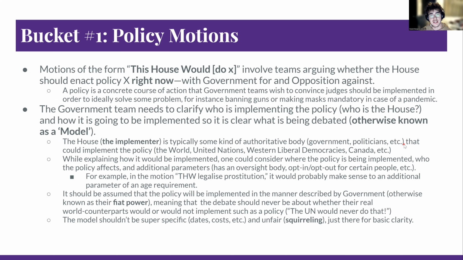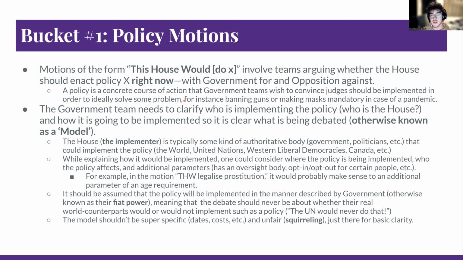So firstly, we're going to examine policy motions in depth. Motions of the form "this House would do X" involve teams arguing whether the House should enact policy X right now, with governments for and opposition against. A policy, as mentioned earlier, is a concrete course of action the government teams wish to convince judges should be implemented in order to ideally solve some kind of problem. That's typically why policies exist, and that's why we deliberate them.